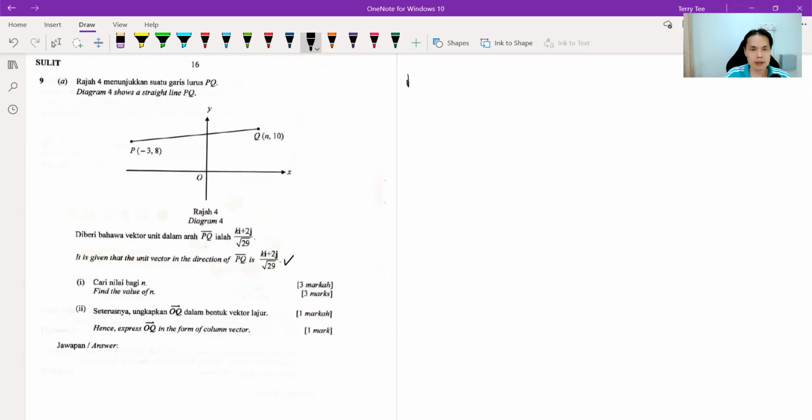Okay, now I hope you know by now, PQ is actually OQ minus OP, but if you find this confusing, you can say P to O, O to Q. P to O, O to Q. You can do that. P to O is negative OP, and then you plus OQ. Let's put OQ in front, OP at the back. Now, my OQ, if I write in column vector, is (n, 10), and my OP is (-3, 8). So when you put it together, you get (n+3, 2).